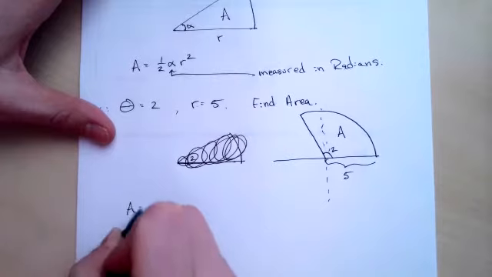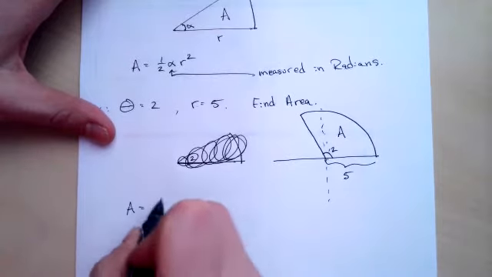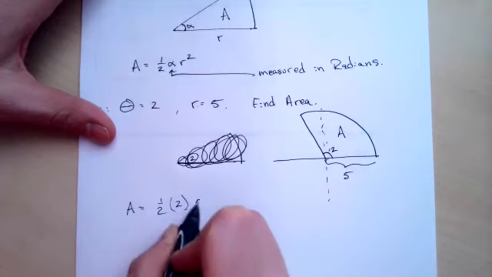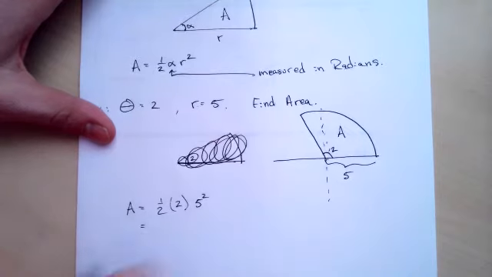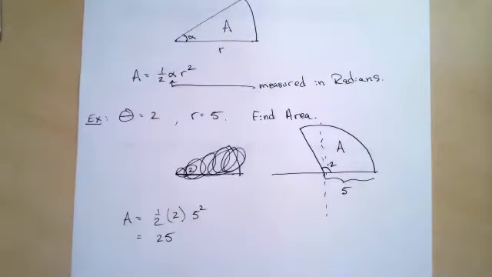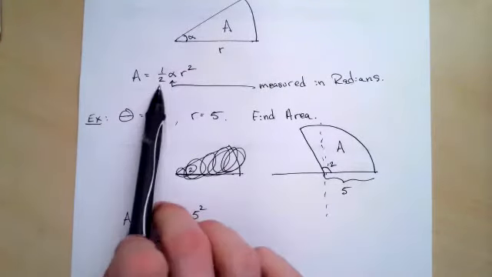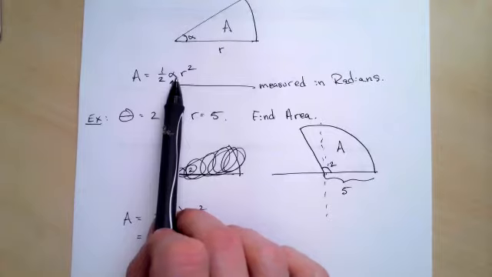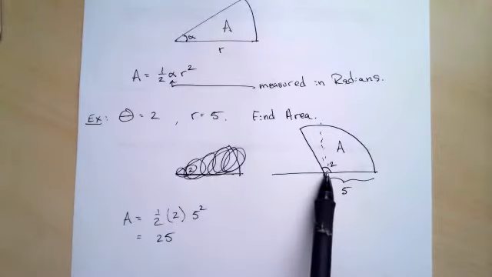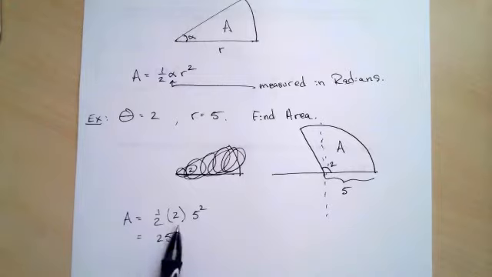And we just plug those numbers in. Area is 1/2 times the angle, just 2, times 5 squared. So it looks like we'll get 25. Be careful with this formula. One of the common things that students want to do is just throw in extra pi's. So remember, if I just give you an angle of 2 radians, that's a good number. Don't throw extra pi's into the formula.